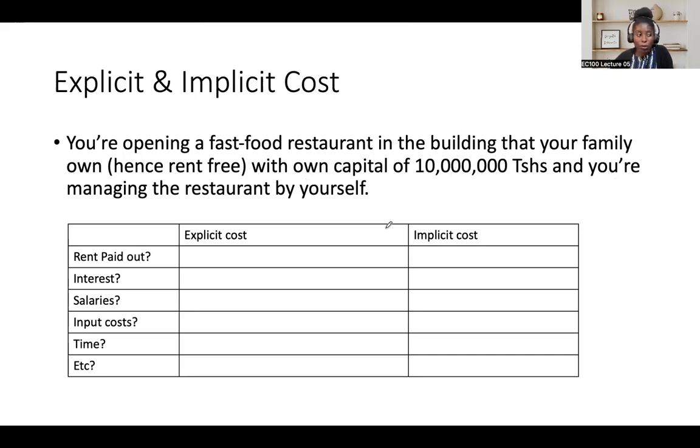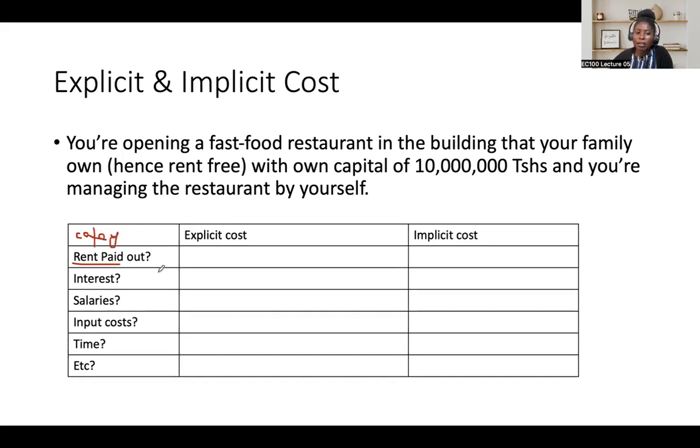You know how to cook, you know how to do everything, so you're managing the restaurant by yourself. So what would be your explicit cost? What would be your implicit cost? Think about that. This is just a way to think about it. These are just categories to help us, depending on the scenarios or the business.